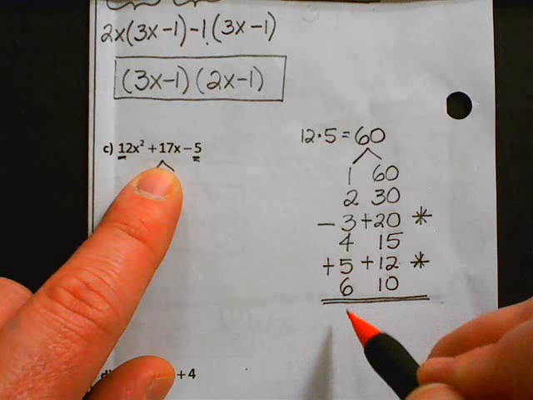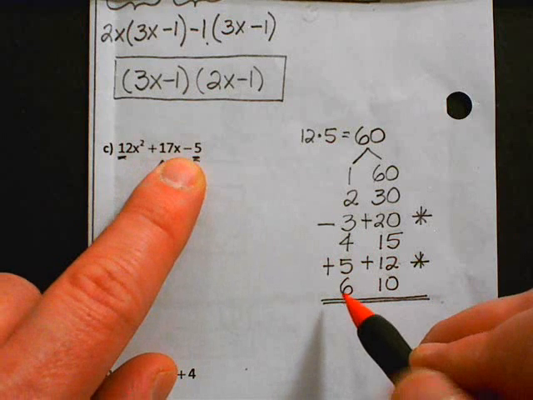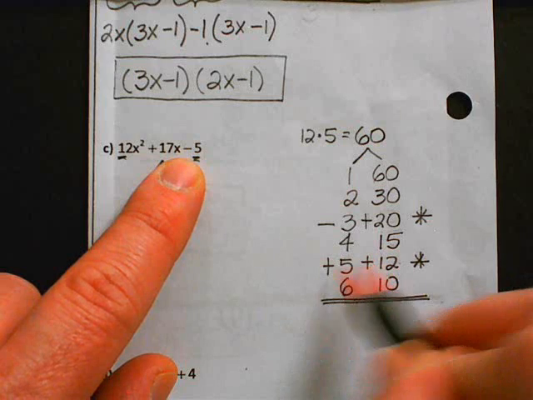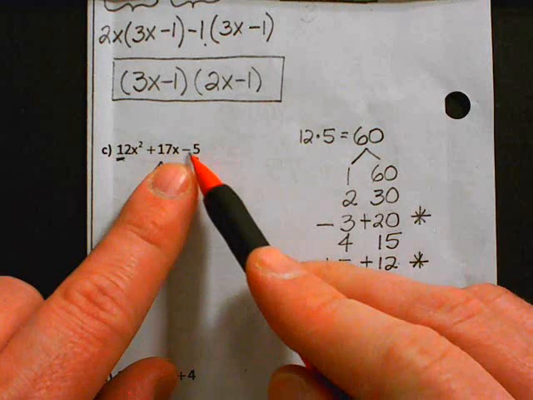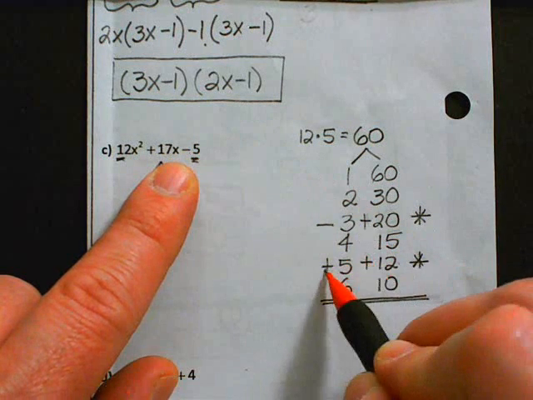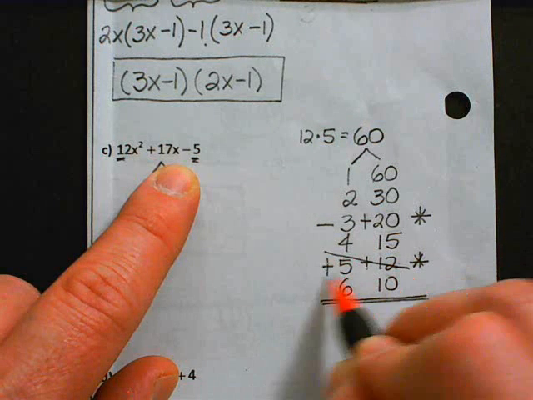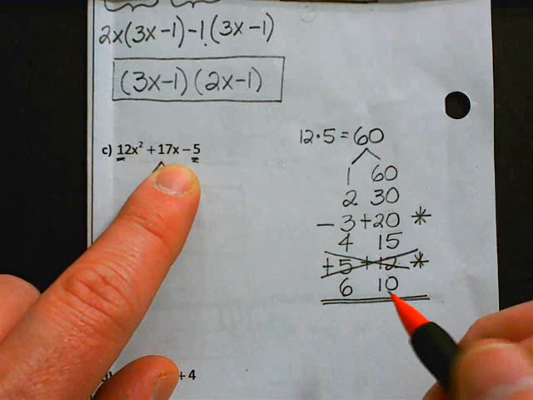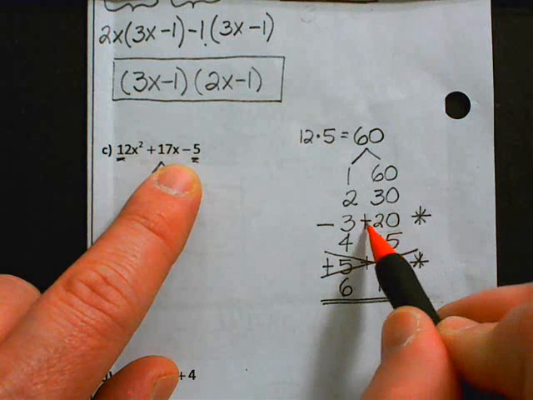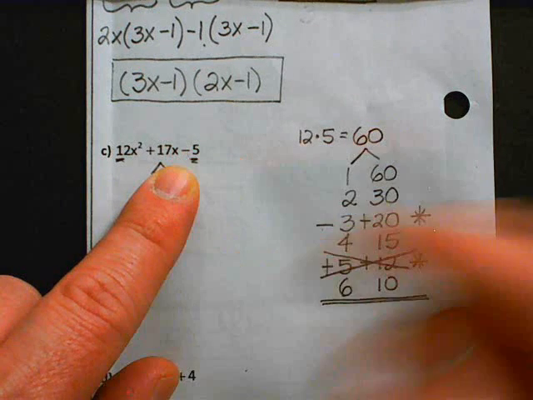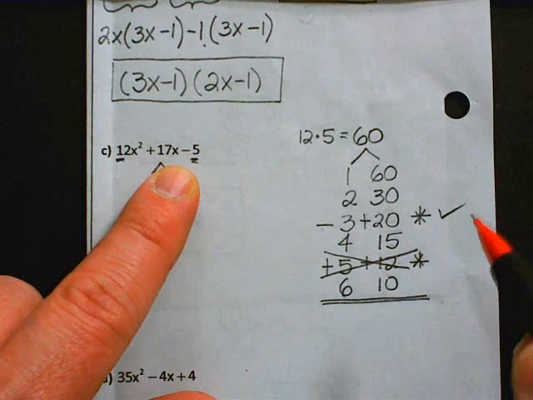Final check. The last sign, when I multiply these two signs, I should get the last sign. A positive times a positive, positive, does it give me a negative? No, it doesn't. So let's cross it out. That doesn't work. A positive times a negative, does it give me a negative? Yes, it does. So that's the numbers that I want to use.